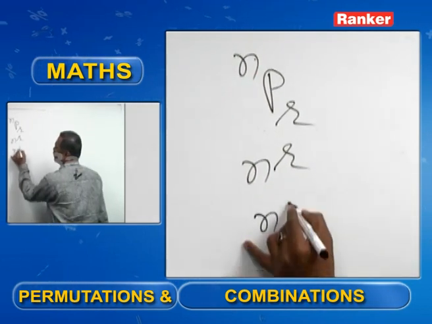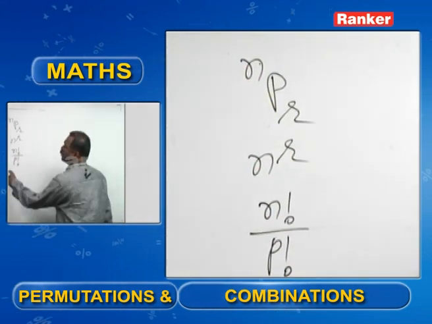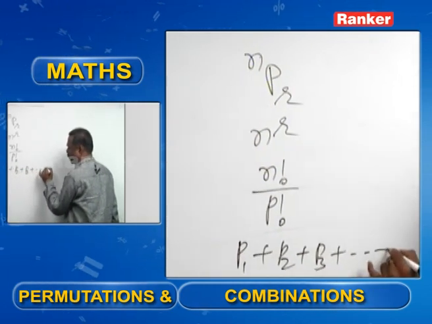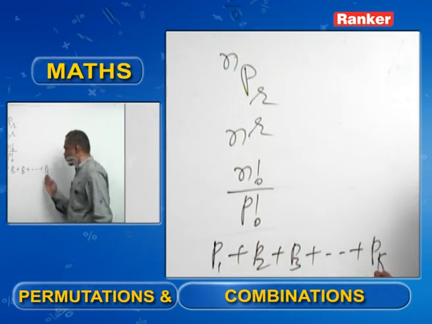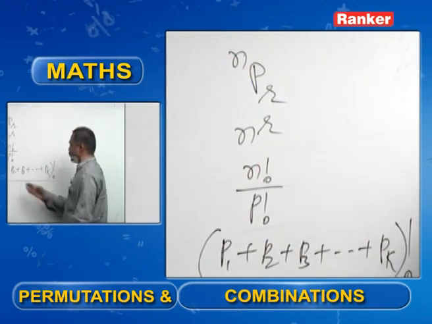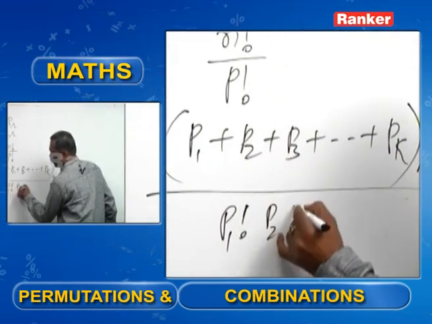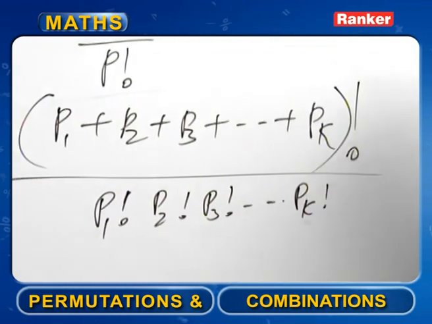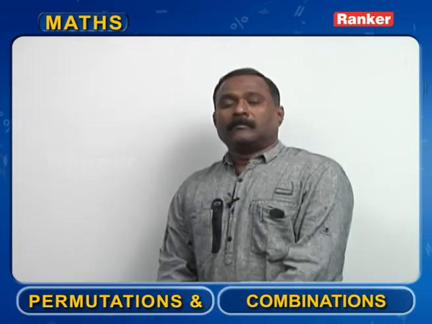When p things are similar, then it is n factorial upon p factorial. And if so many things are there, p1, p2, p3, and so on, pk, where this is the first kind, this is the second kind, this is the third kind, this is the kth kind, then these can be arranged in how many different ways? The whole factorial, (p1 plus p2 plus p3 plus so on plus pk) factorial upon p1 factorial into p2 factorial into p3 factorial into pk factorial. This is the conclusion.